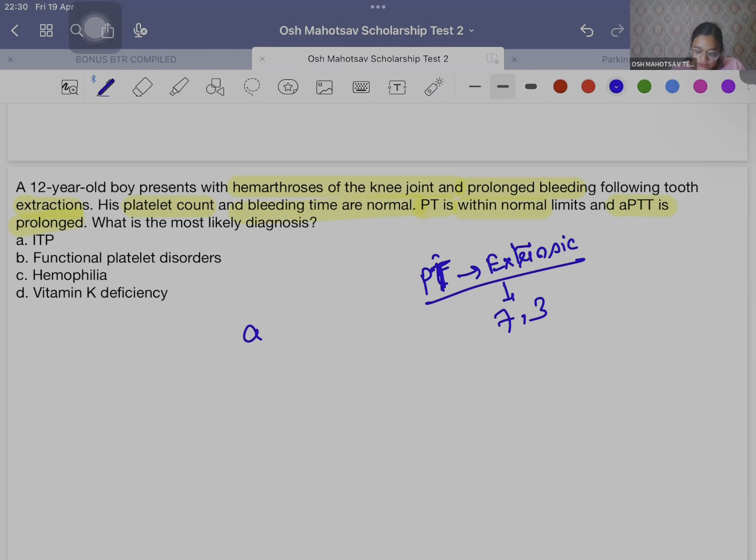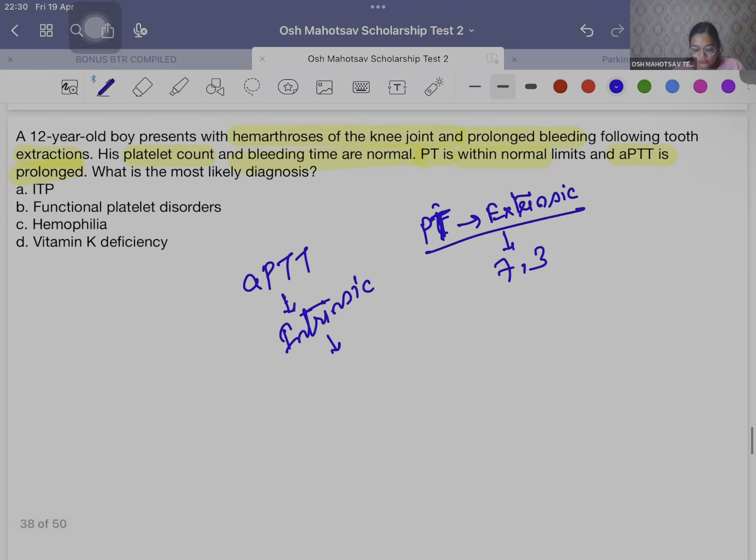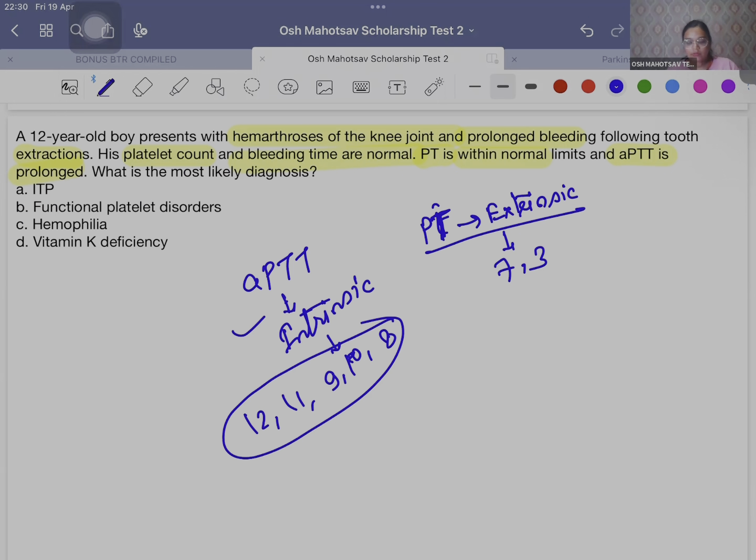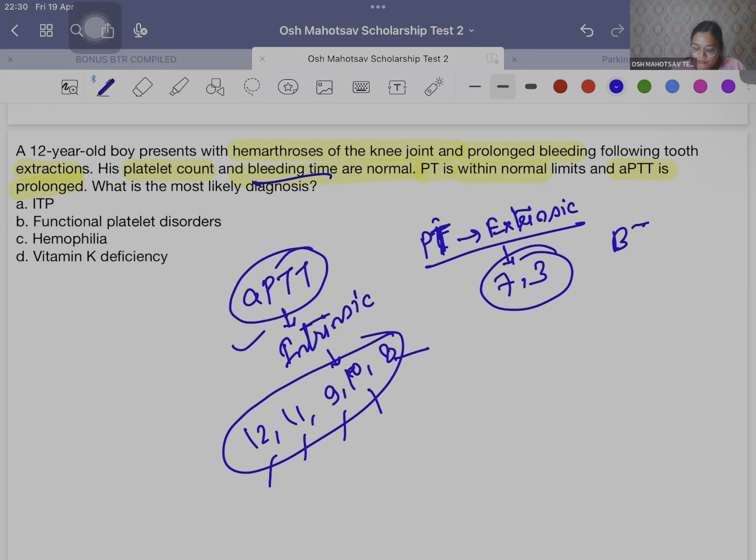Okay, APTT we are using to check our intrinsic pathway. So for this intrinsic pathway, what are the factors? If you know, 9, 10, 11 and 12, and also 8. So these are our intrinsic pathway. We can check it by APTT. Mainly they are asking that APTT is prolonged, meaning these factors are having some problem. Bleeding time is normal, meaning platelets don't have any problem.